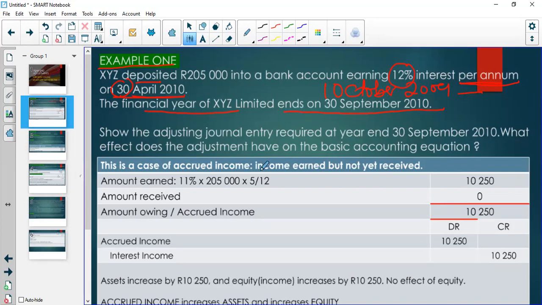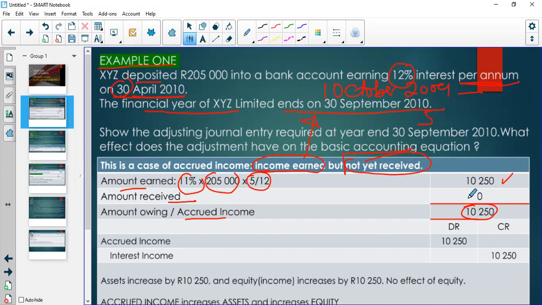So we have a case of income that was earned, but not yet received. In other words, we became entitled, but we didn't receive because the contract says you will receive at the end of the year, but we have already been entitled to receive 5 months' worth of interest. So the amount earned is going to be 12% of the amount for those 5 months which fall during this current year. And we haven't received anything because the contract says we receive after 1 year. So the accrued income is 10,250.